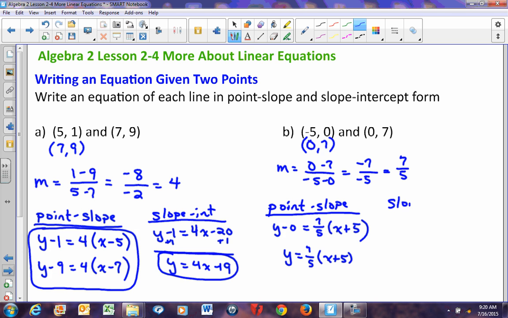Slope-intercept form. I distributed that through. I'm going to have y equals 7/5 x plus 7. And that's slope-intercept form. All I did was take this second equation down here, distribute through, and I was done.